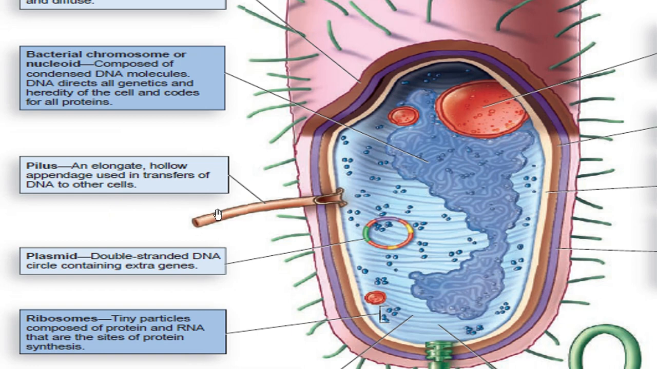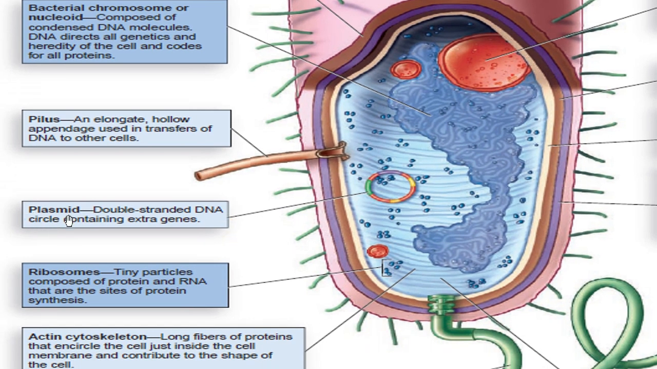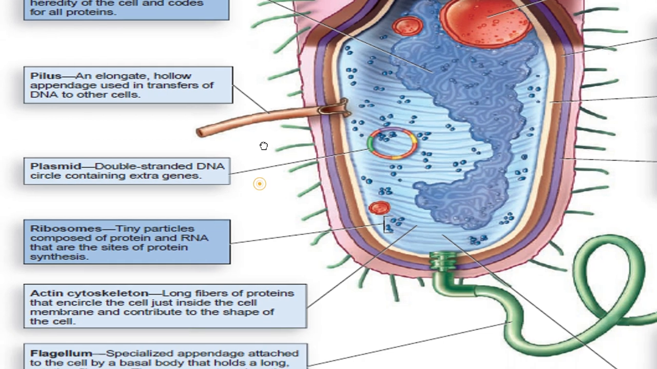Okay, so next one is the pili. This one is the pili, an elongated hollow appendage used in transfer of DNA to another cell. This genetic material, or plasmid, can be transferred from one bacterial cell to another bacterial cell by this pili structure. The process is known as conjugation. Okay, so next is the plasmid. What is a plasmid? A plasmid is a double-stranded DNA circle containing extra genes. Here some genes are present which protect the bacteria or give some extra advantages to the bacteria.